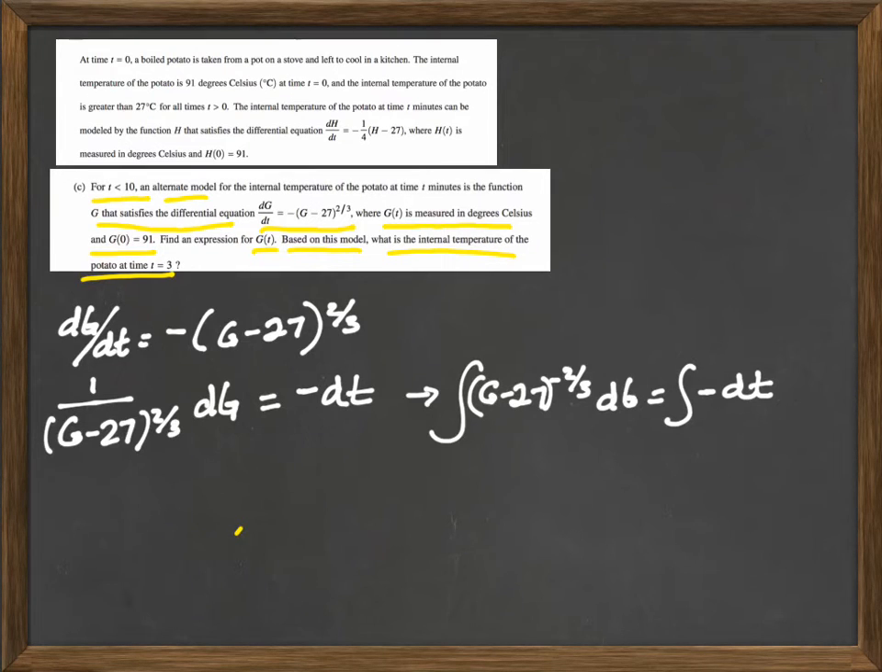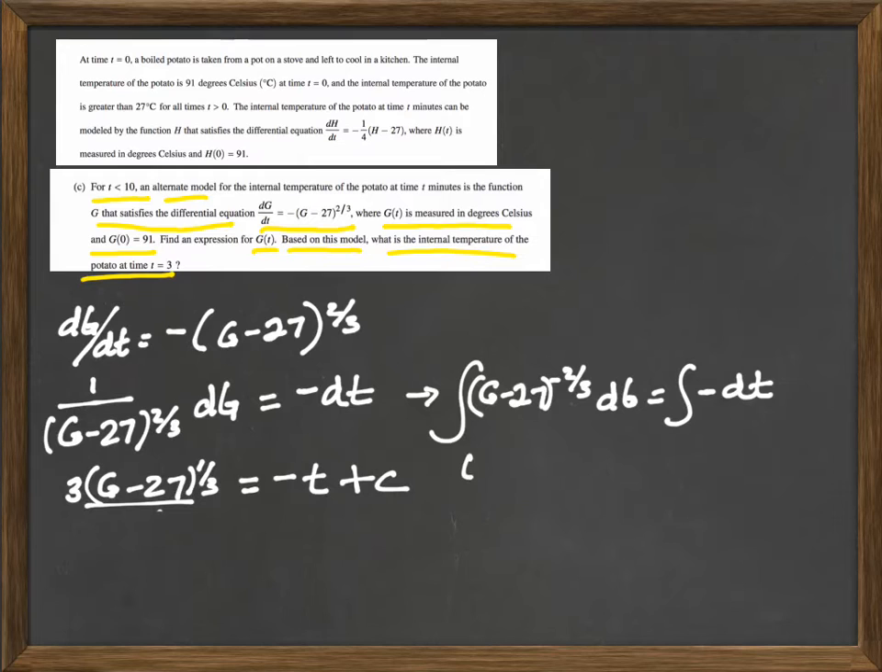And taking the antiderivative of those, I get (g minus 27) to the 1/3 over 1/3, which is just going to be 3. So I'm going to put a 3. 3 times (g minus 27) to the 1/3 equals negative t plus c. All right, so there we have our antiderivatives. Let's solve for c right now.